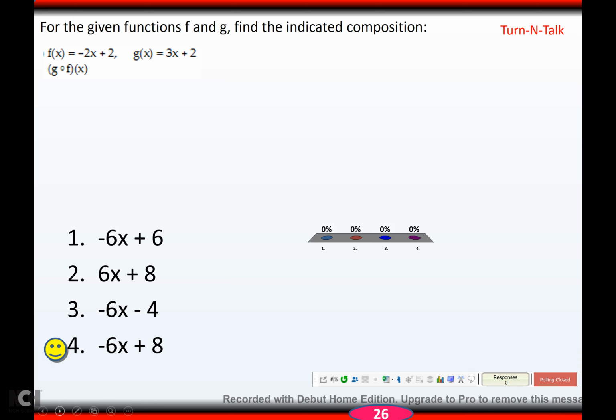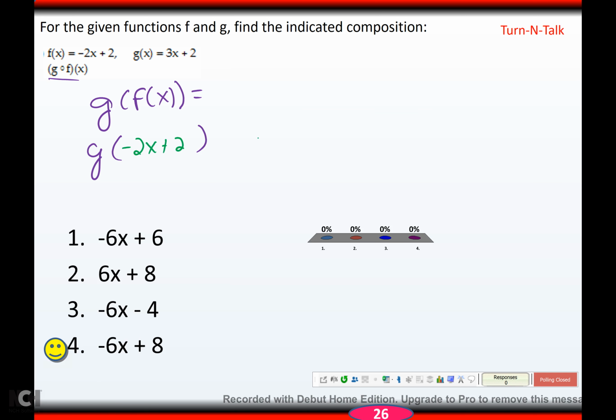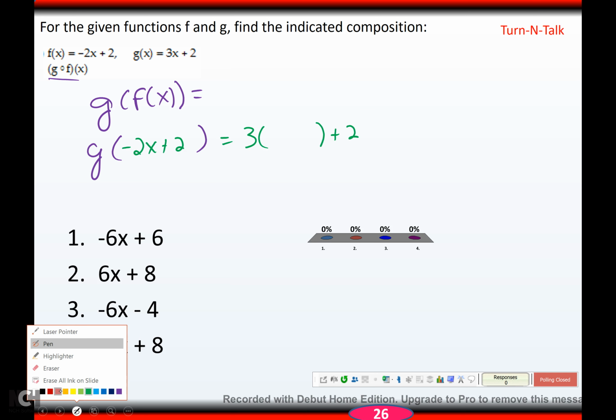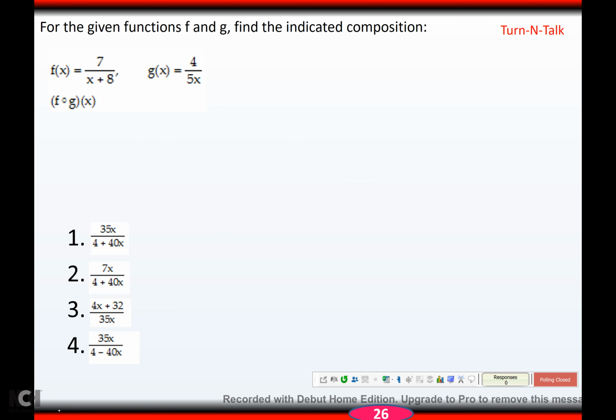And hopefully you got negative 6x plus 8. They want me to find g of f of x, which means they want me to find g of the f function. The f function is negative 2x plus 2. The g function says 3 times whatever you brought plus 2. I brought negative 2x plus 2. Distribute, I get negative 6x plus 6 plus 2, combine like terms, negative 6x plus 8. G of f of x equals negative 6x plus 8. Okay, try this one. Hit pause. Come back when you're ready.